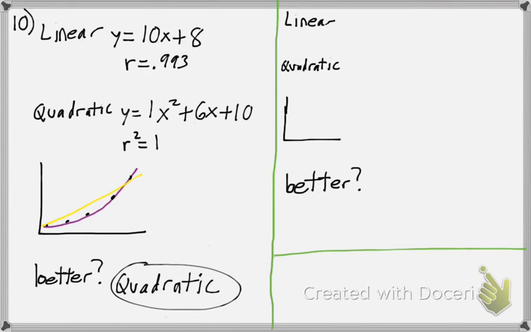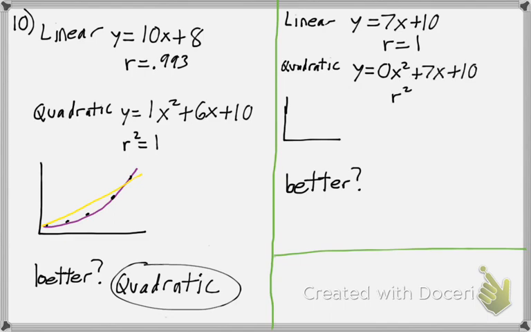So the quadratic is going to be the better one here. Looking at the second set of data, the linear is going to be y is equal to 7x plus 10, and you'll find that the r value is 1, so that's perfect. The quadratic is going to be y is equal to 0x squared plus 7x plus 10, and here the r squared is equal to 1 as well.